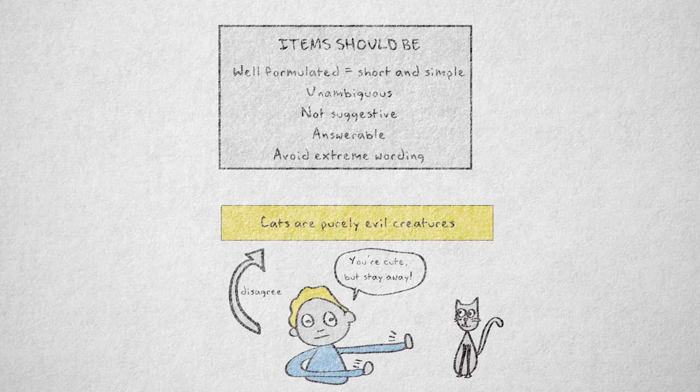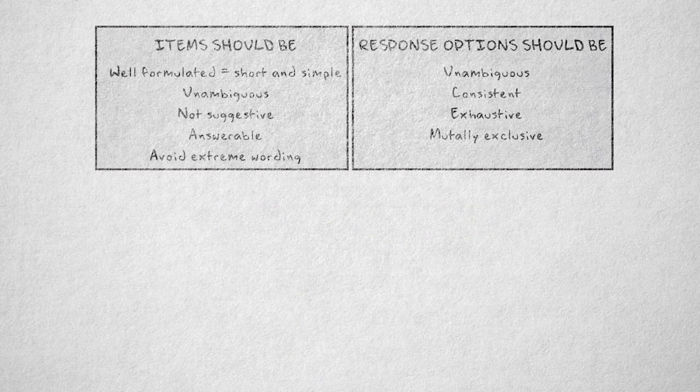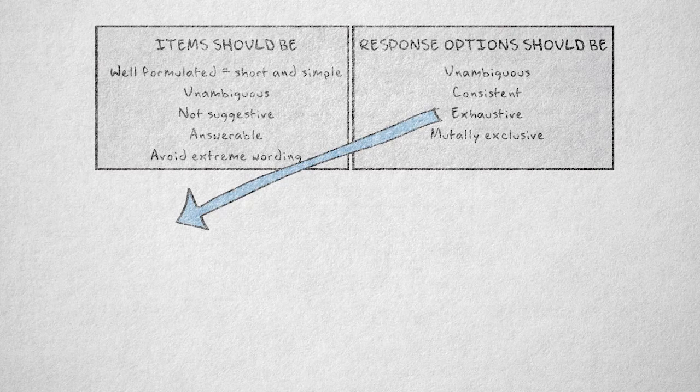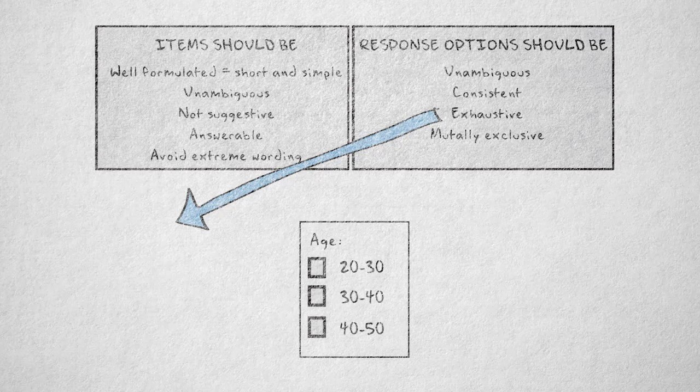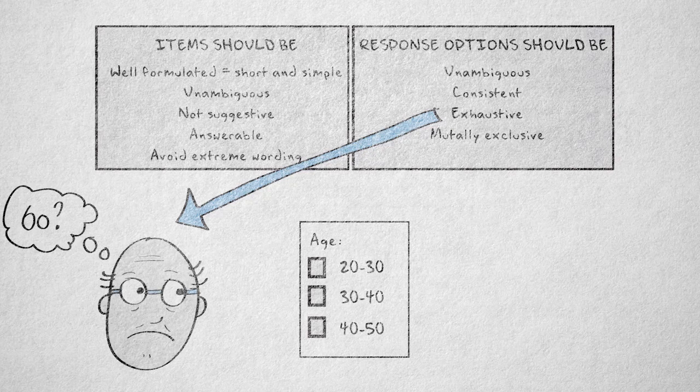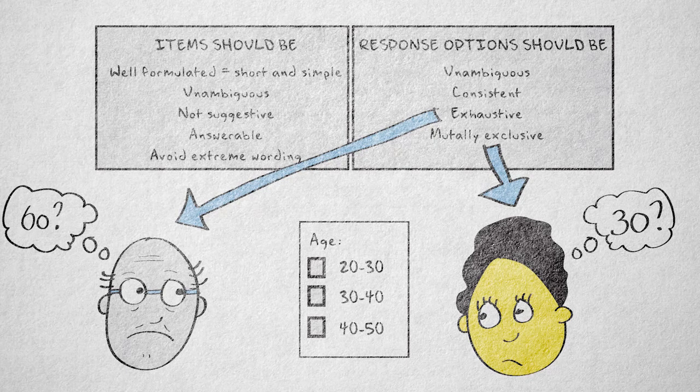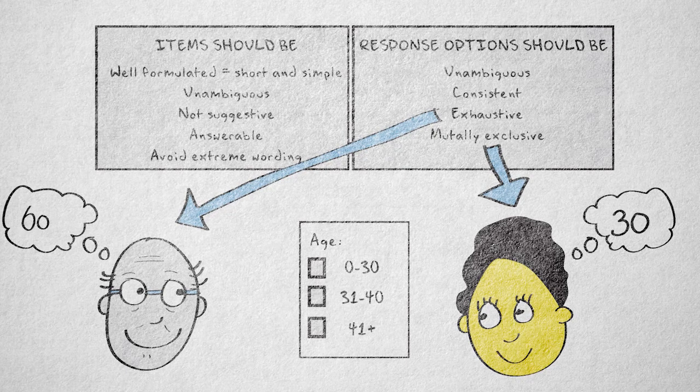Of course, response options also need to be unambiguous and consistent. Response options need to be exhaustive and mutually exclusive. Exhaustive means all respondents should be able to reflect their position on the property. If you ask people their age and only provide the options 20 to 30, 30 to 40, and 40 to 50, then teenagers and people over 50 cannot respond. These categories are also not mutually exclusive. People who are 30 or 40 will have a hard time choosing between categories. Changing the options to 0 to 30, 31 to 40, and 41 and over fixes both problems.